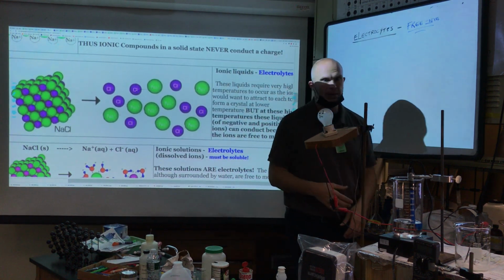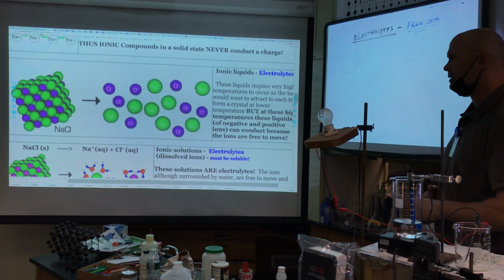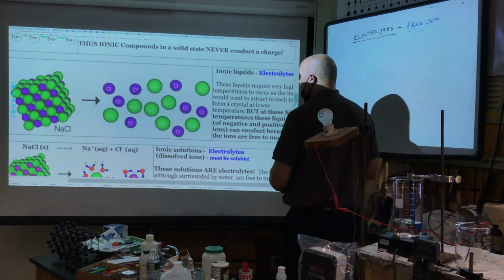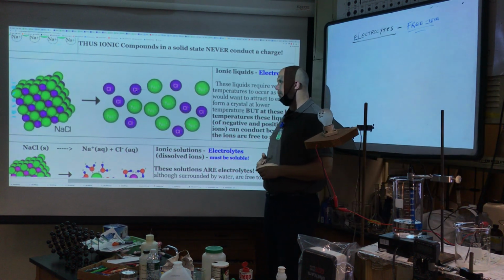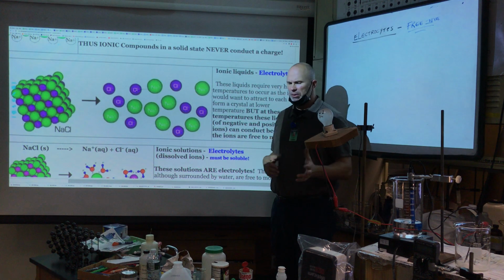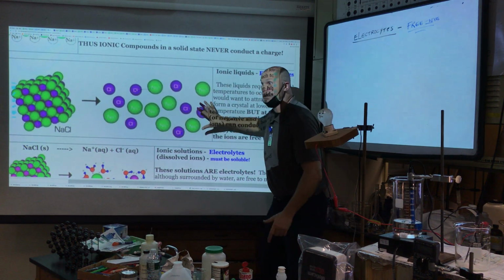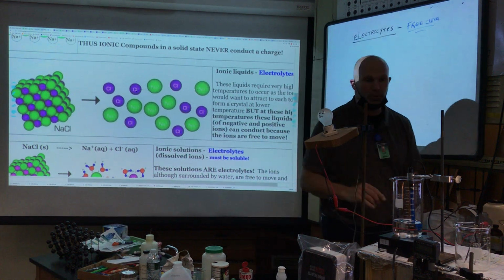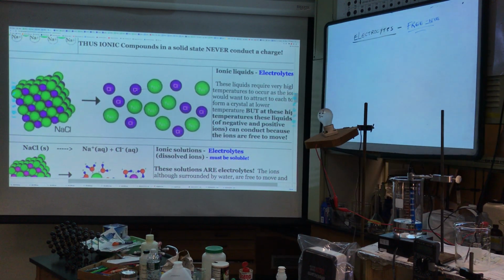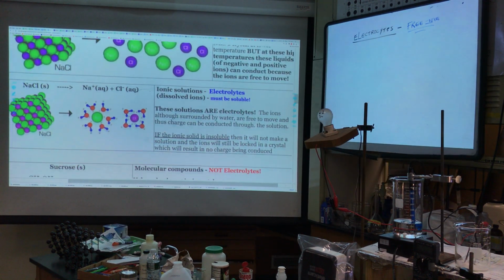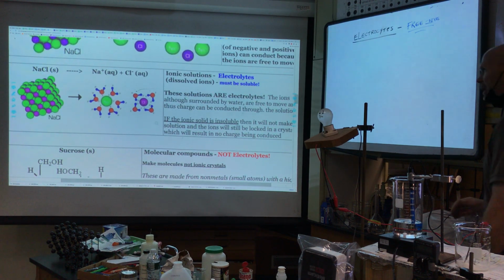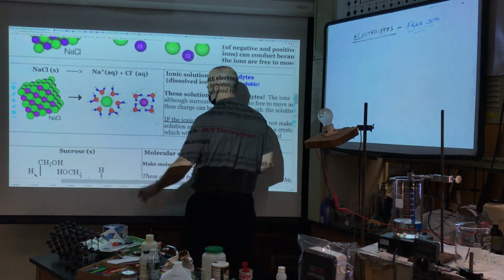That I can't do. I don't have enough heat here to melt. I need something way over 1200 degrees Celsius, and I can't do that safely in a lab here, unless I do a thermite reaction, but no, I won't do that. All right, so these do conduct because the ions are free in a liquid state. That's important, okay?